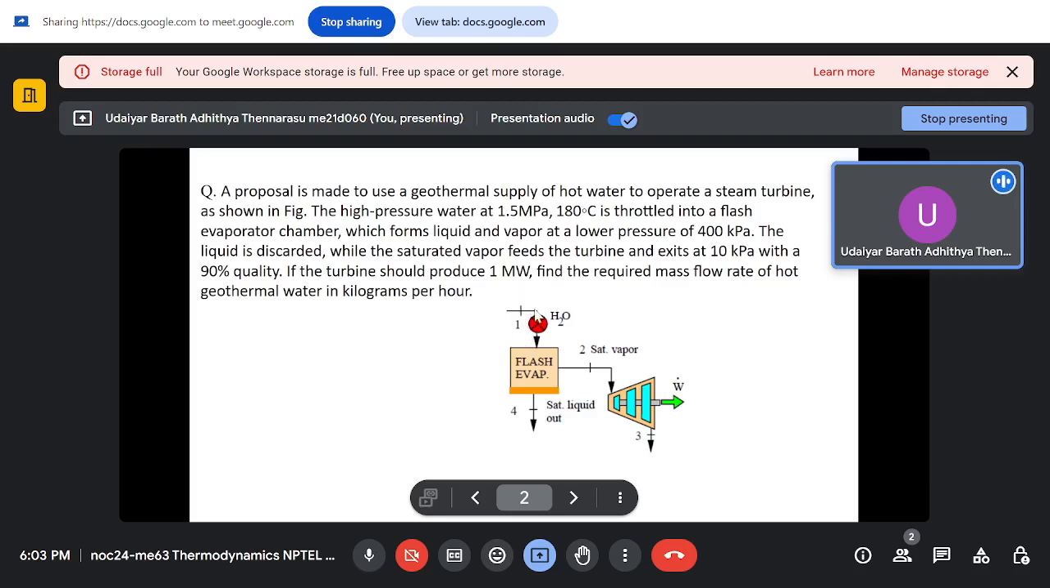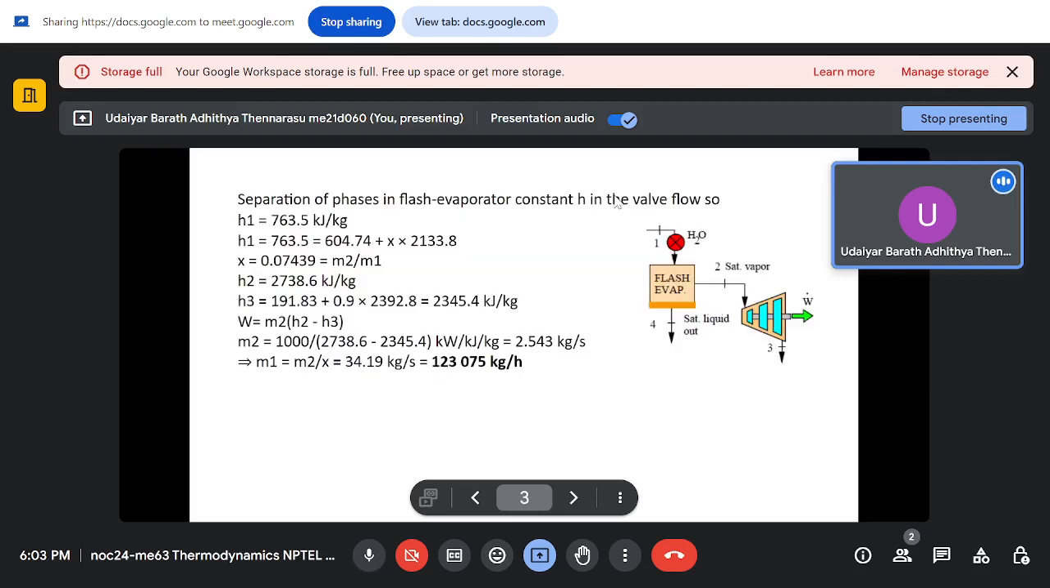So at state 1, that's what is asked. We know the turbine is generating 1 megawatt of power, your exit is at 10 kilopascal, and your vapor fraction is 0.9. That is given, and your inlet is at 400 kilopascal. This is what is known. So what we'll do is, at each point we can find out enthalpy, pressure and temperature. We will go to the steam table and find the enthalpies corresponding to temperature and pressure.